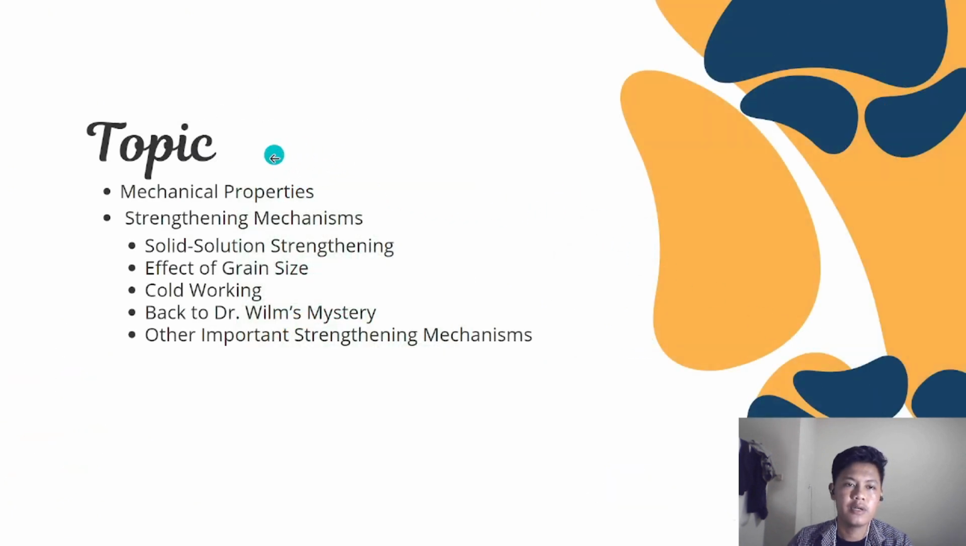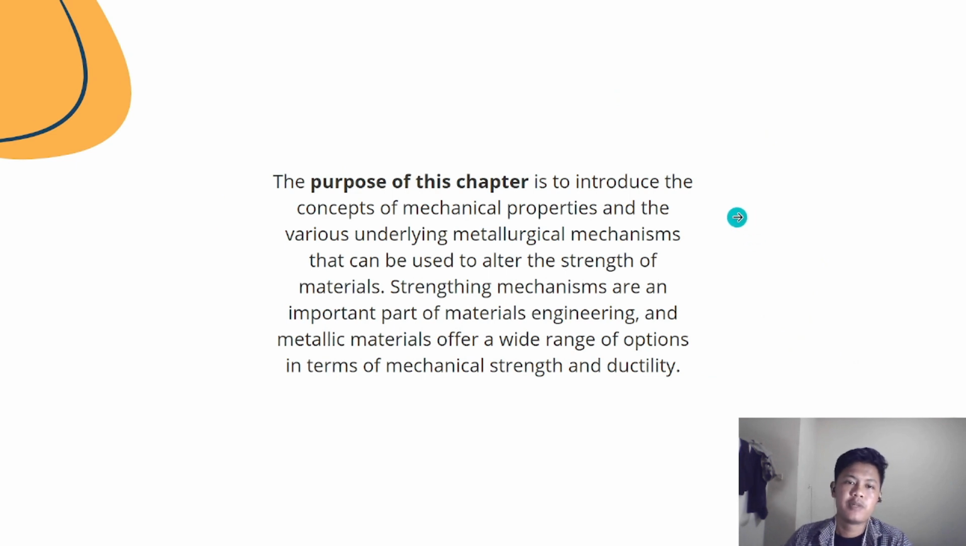Okay, the main topic that we discuss in this section is mechanical properties and strengthening mechanisms, such as solid solution strengthening, effect of grain size, cold working, Dr. Williams' mystery, and other important strengthening mechanisms. The purpose of this chapter is to introduce the concept of mechanical properties and the various underlying metallurgical mechanisms that can be used to alter the strength of materials. Strengthening mechanisms are an important part of materials engineering, and metallic materials offer a wide range of options in terms of mechanical strength and ductility.